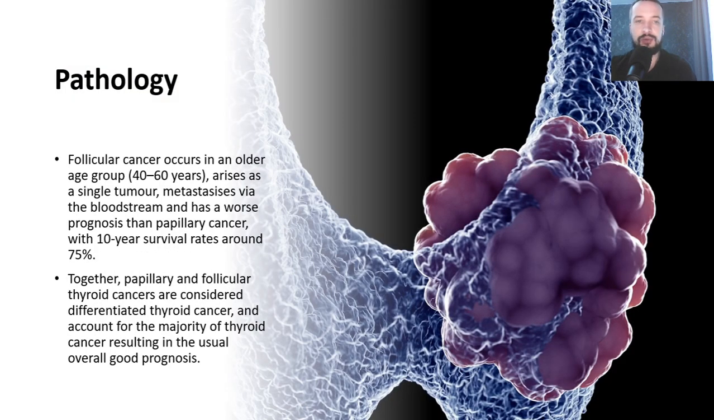Follicular cancer occurs in an older age group, 40-60 years, arises as a single tumor, metastasizes via the bloodstream, and has a worse prognosis than papillary cancer, with 10-year survival rates around 75%. Together, papillary and follicular thyroid cancer are considered differentiated thyroid cancer and account for the majority of thyroid cancer, resulting in the usual overall good prognosis.